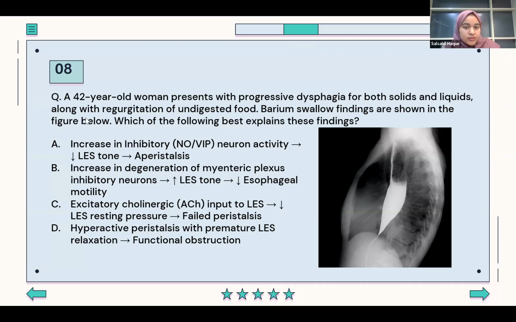Okay, so let's think together. If you have an increase in inhibitory neuron activity, will that decrease or increase the lower esophageal sphincter tone? Wait, let me think actually. If you have an increase in inhibitory activity, it should decrease the lower esophageal sphincter tone, which means it should not result in aperistalsis. It should make it relax, which should cause reflux of contents, not really this disease. What is this disease, by the way?